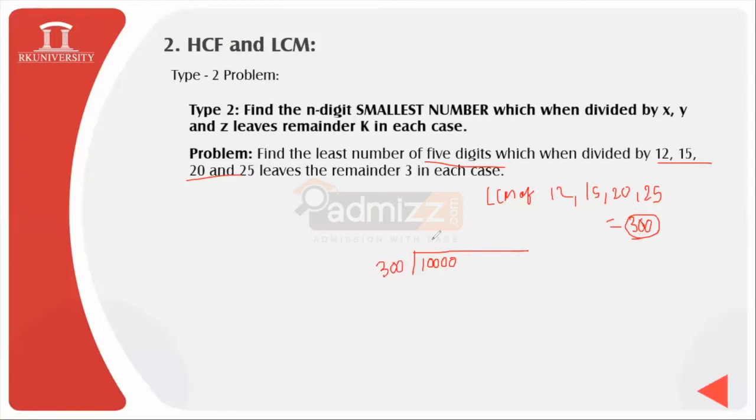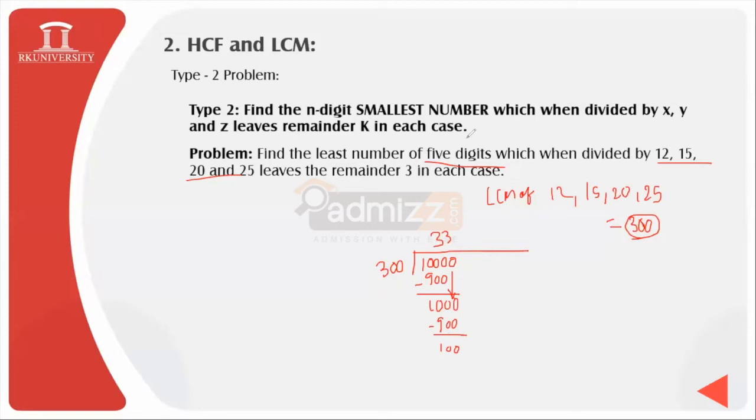Now we will perform the division operation once again. So 300 into 3 gives you 900. Once again 100, and this 0 comes down. So 300 into 3 gives you 900, and we have 100 as the remainder.